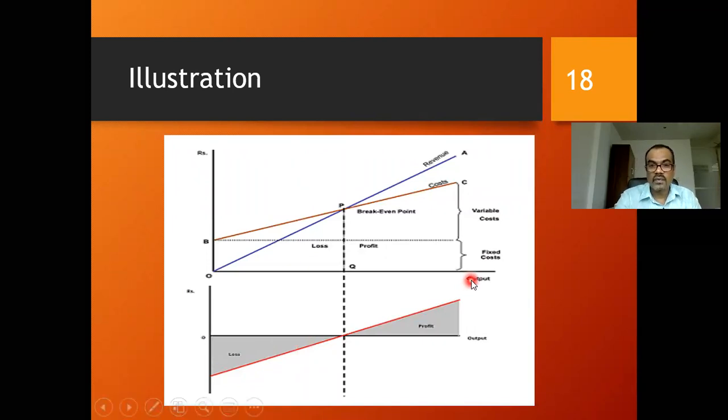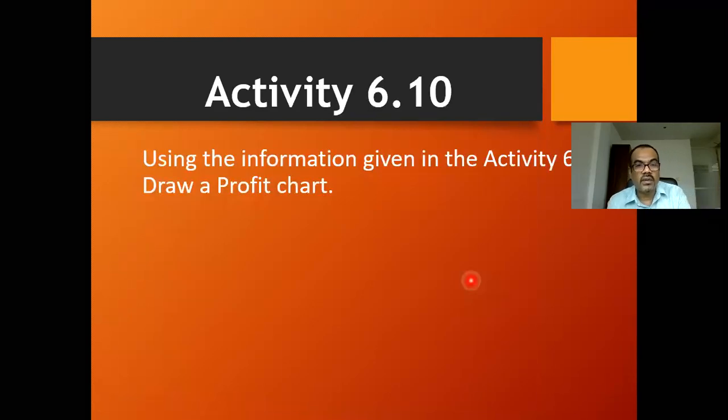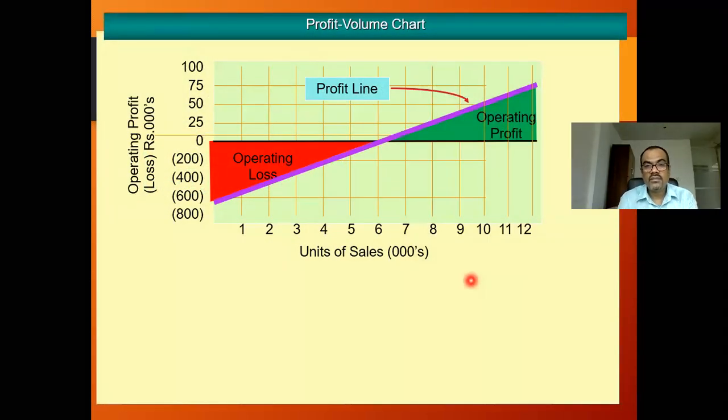Straightforward, very easy. We'll take this example. Using the same information given in activity 6.8, draw a profit chart. Now you can see, 6,000 is the break-even point. Therefore, your profit is zero. But if you do not produce anything, it should be here. It is 600. That is the total fixed cost, because you have to incur it within this range.